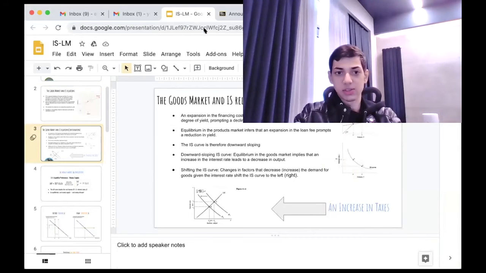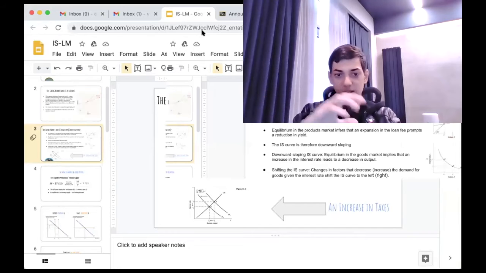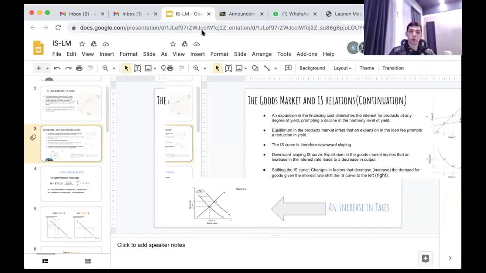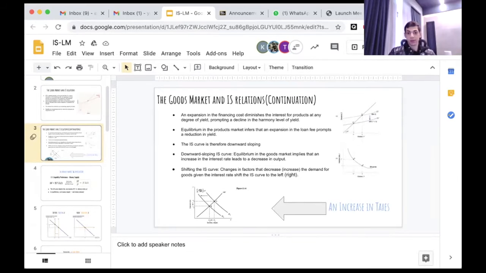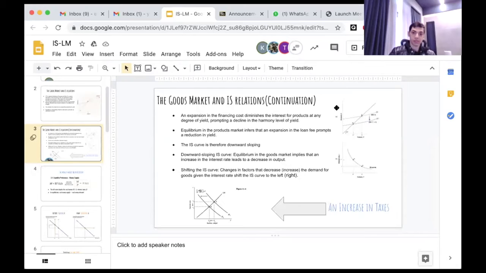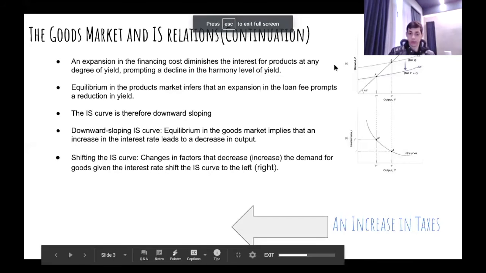If you take a good look at these two graphs, you will notice that it is a lot different than the previous one that we saw. This is an increase in the interest rate that decreases the demand for goods at any level of output, leading to a decline in the equilibrium level of output. And because of that, equilibrium in the goods market implies that an increase in the interest rate leads to a decrease in output, which is why the IS curve is downward sloping.